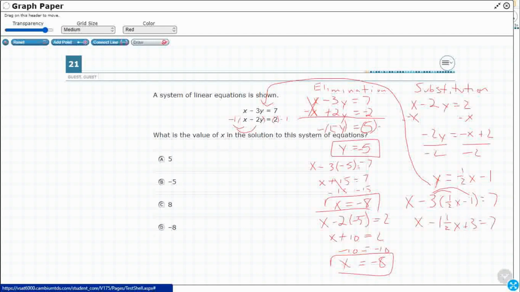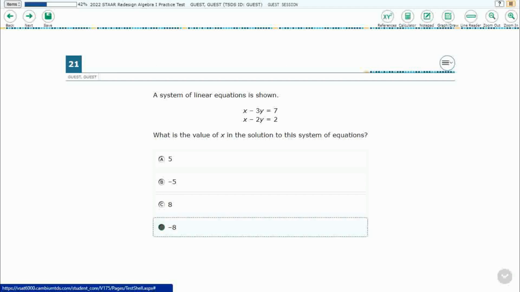Combine like terms. So it's going to be -1/2 x plus 3 equals 7. And so let's subtract 3 from both sides. So I'm going to rewrite it over here. -1/2 x equals 4. And then I just simply need to get rid of that. I need to multiply both sides by -2, right? And that gets me x equals, well, look at that, -8. Any way we look at it, that is going to be our answer. So the answer is D, -8.